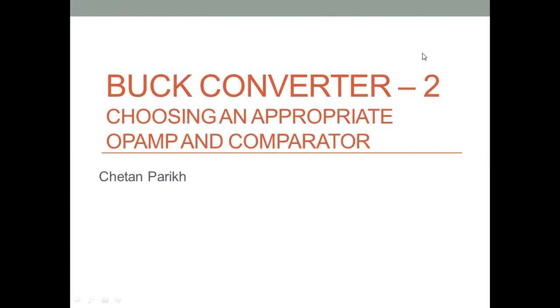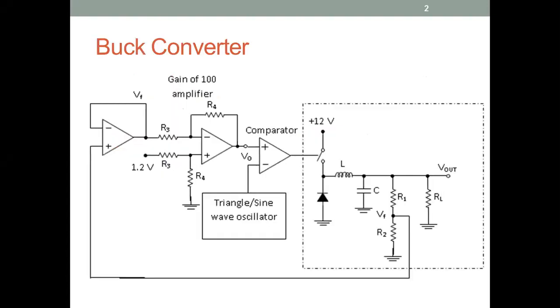Okay, so in this lecture, we'll talk about choosing an appropriate op-amp and comparator for the buck converter. To quickly recall, this is the buck converter we are studying, and the dashed line is the basic buck converter, and here is the whole feedback loop. We've discussed already the gain of 100 amplifier and the unity gain buffer. Today we'll talk about how to choose these two op-amps and these two comparators.